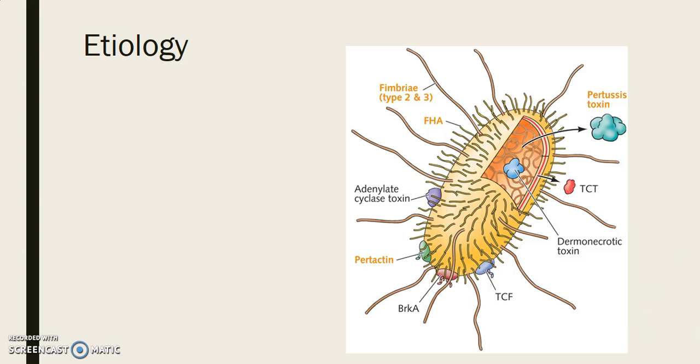I'm going to talk a little about the etiology of it. The first thing that we should notice in this diagram right here is that there are fimbriae. That is something that is important with pertussis. Something else that's important to recognize is that pertussis uses toxins. The only toxin that I'm going to touch on is the pertussis toxin. However, the other toxins do have a big part in pertussis.